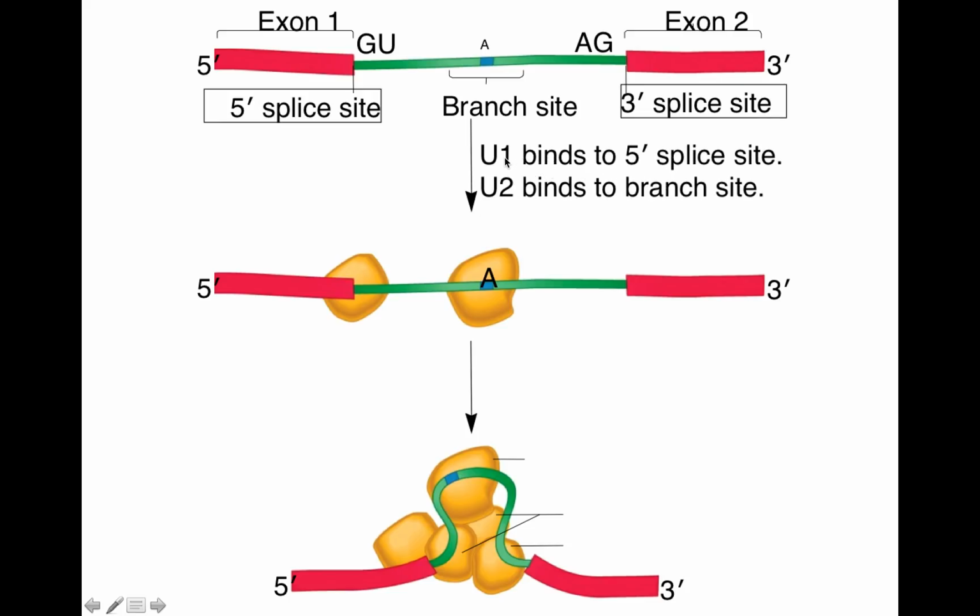U1 is a complex that has an RNA and protein in it and binds to the 5' splice site right over here. And then U2 binds to the branch site. U1 snRNP is a small nuclear ribonucleoprotein particle. That means it has proteins, peptides, polypeptides, plus a small RNA that's bound in a complex here. And it recognizes the 5' splice site. U2 binds to the branch site.